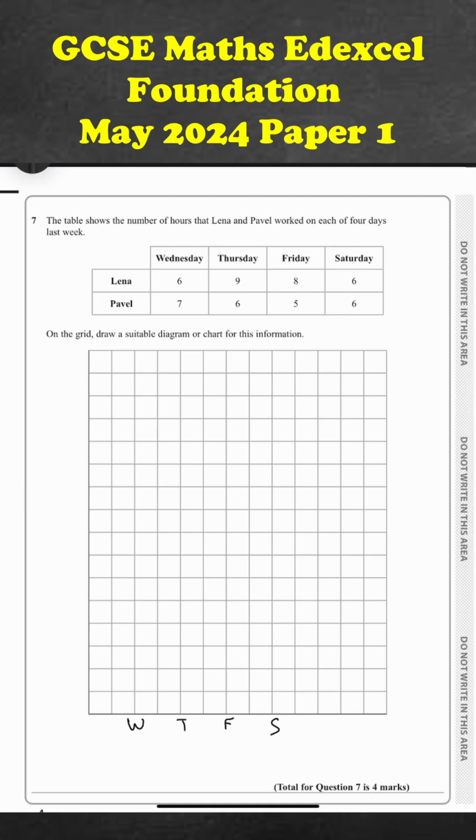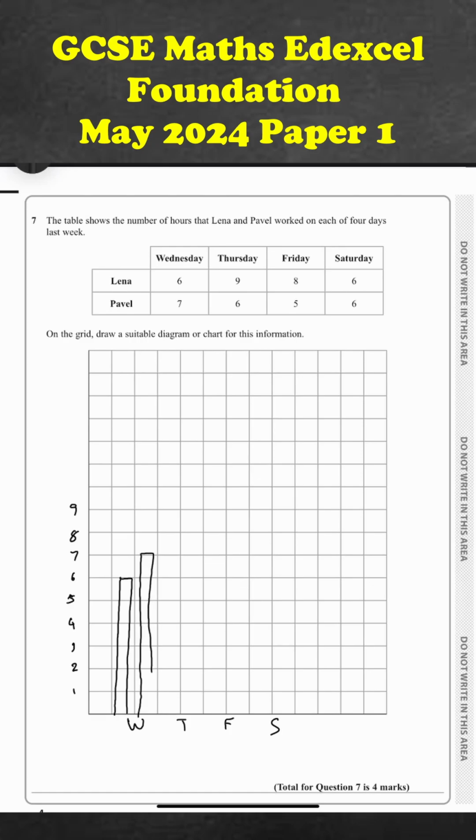And then on the y-axis, what does this go up to? It goes up to 9. So we'll do each square as 1. So 1, 2, 3, 4, 5, 6, 7, 8, 9. And we're going to do a bar chart. So Lena goes up to 6 on Wednesday. So we'll just do this. And Pavel goes up to 7 on Wednesday.